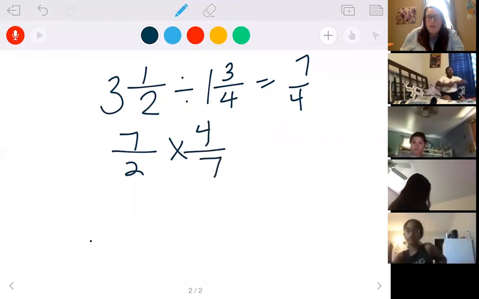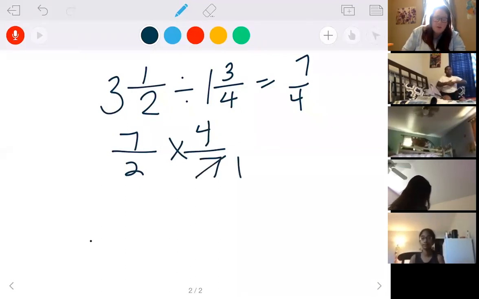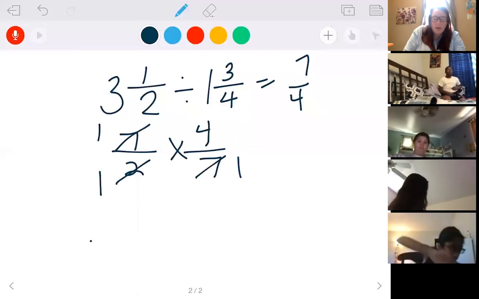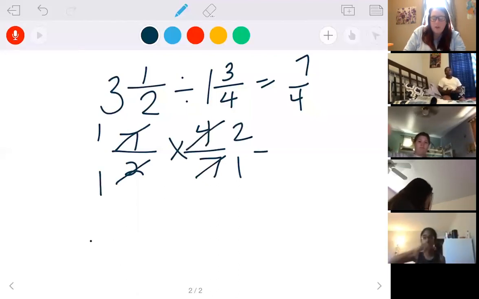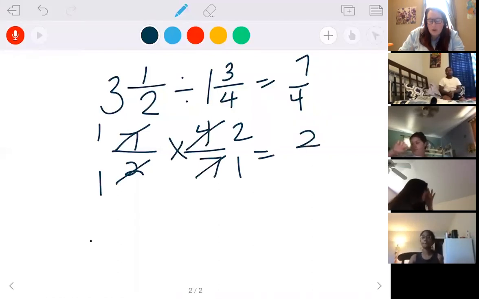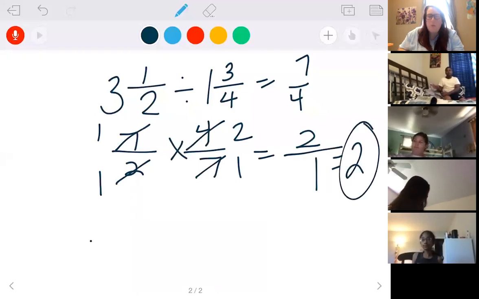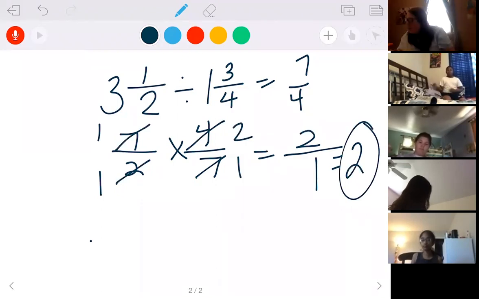4/7. These are the good ones, remember, because you can just go through and simplify. 7 here turns into a 1, here turns into a 1, because you're doing 7 divided by 7. 2 divided by 2 is 1. 4 divided by 2 is 2. Multiply straight across. 2 times 1 is 2. 1 times 1 is 1, which equals 2. So that's your answer.